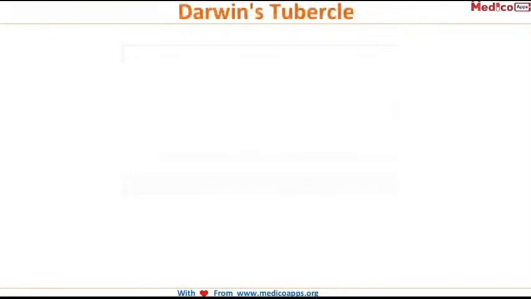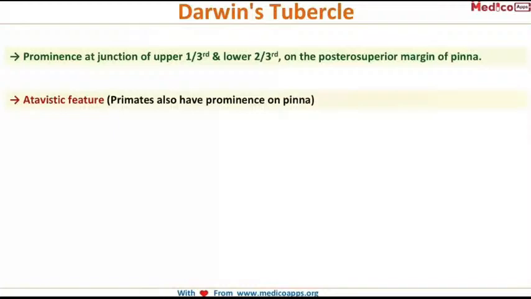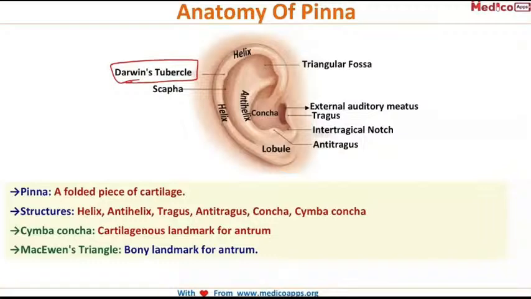Now let's look at the next structure, that is Darwin's tubercle. It is a prominence at the junction of the upper 1/3 and lower 2/3 on the posterior superior margin of the pinna. It is an atavistic feature, that is, it is a feature that is similar to the primates, and it is also present in primates as well. Now let's look at the image of Darwin's tubercle. So you can see here Darwin's tubercle, this one over here. This is the prominence that is present at the junction of the upper 1/3 and lower 2/3.